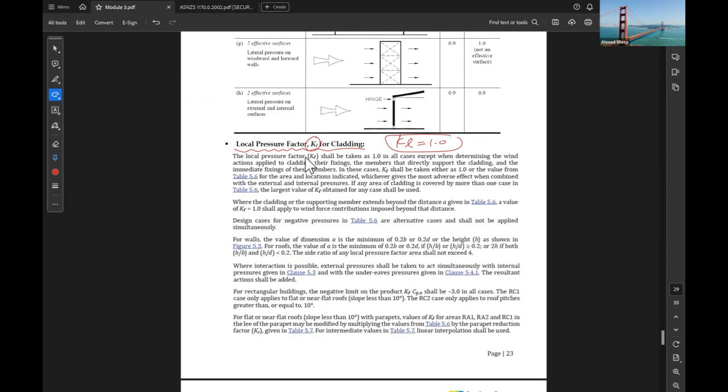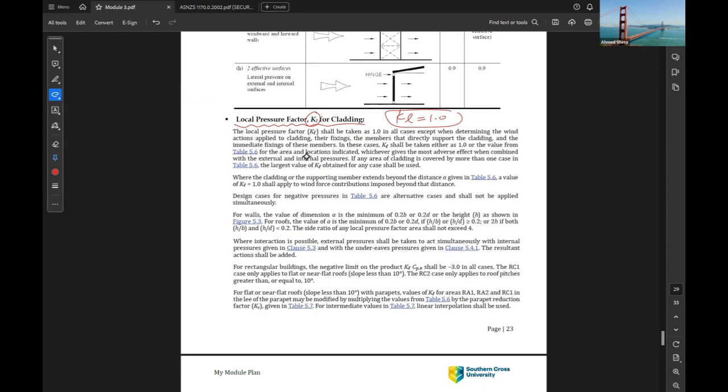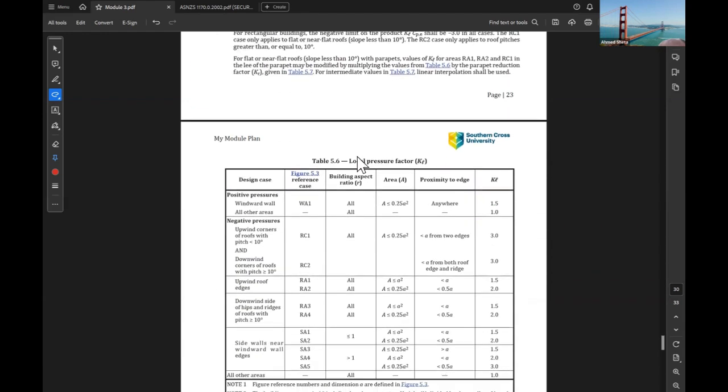But generally, KL is the local pressure factor, can be taken as 1 in all cases except when determining the wind action applied to cladding. So if you are designing cladding or their fixings, you need to consider the value of KL. Okay, so I will not use the local pressure factor in our calculation.